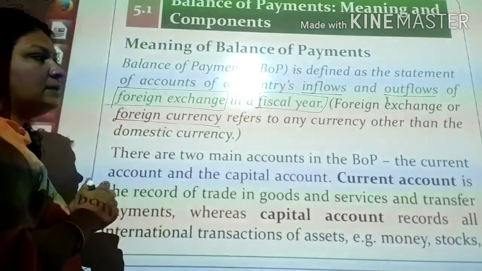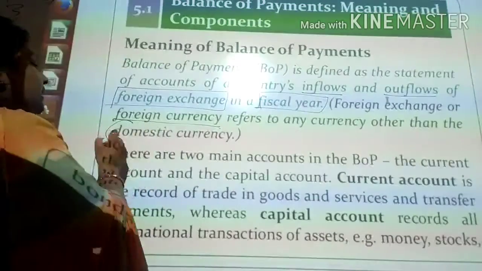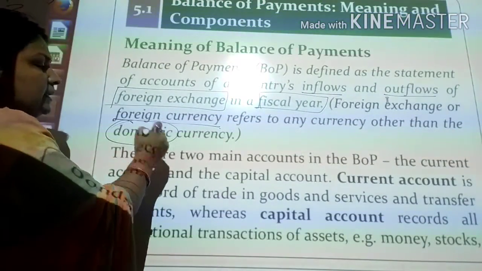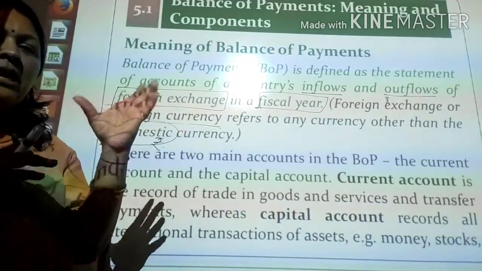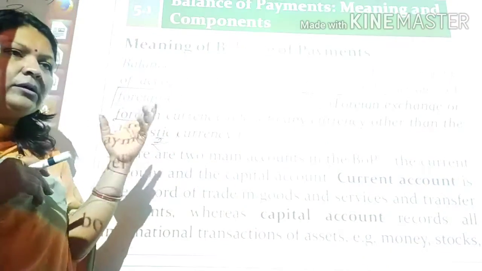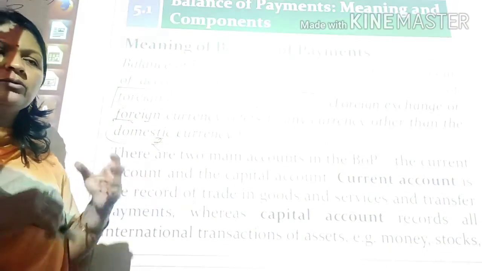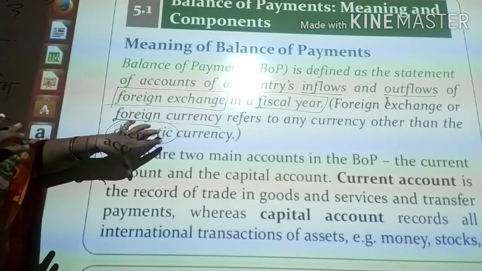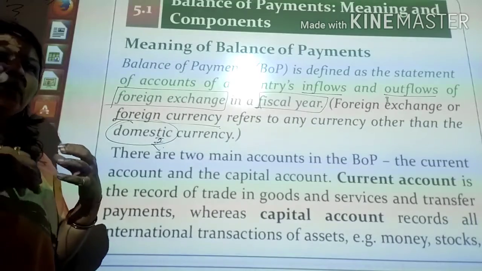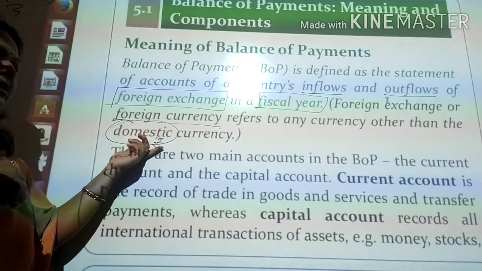refers to any currency other than the domestic currency. Our domestic currency is the rupee. So rupees के अलावा जो भी currency हमारे लिए वो सारी foreign currency. It is not like that dollar alone is a foreign currency. Anything excluding rupees, because now we are talking about our India, this is the domestic currency.